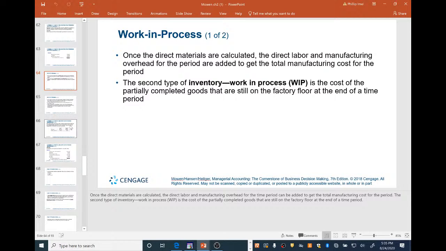So we have completed inventory that's readily available for sale. And then we have the inventory work in process, which is still on the production floor, that's just maybe halfway or a third of the way produced. Make sense?